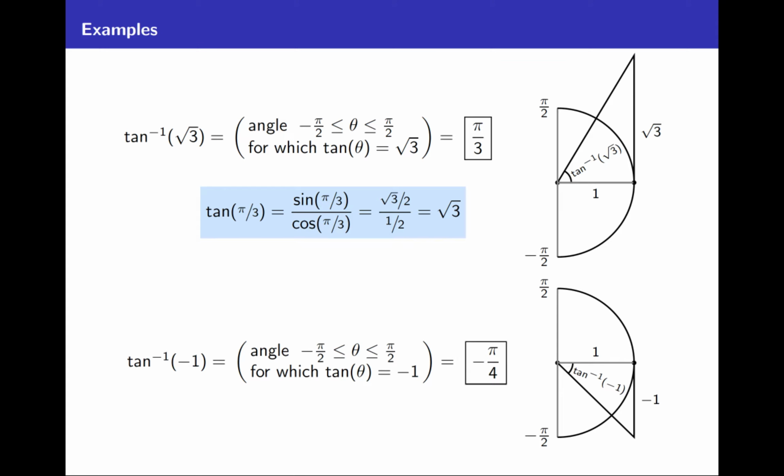And if you've done a lot of these angles, even without drawing the picture, you'd remember that tangent of negative pi over 4 was equal to minus 1. So tangent inverse of minus 1 would be negative pi over 4.